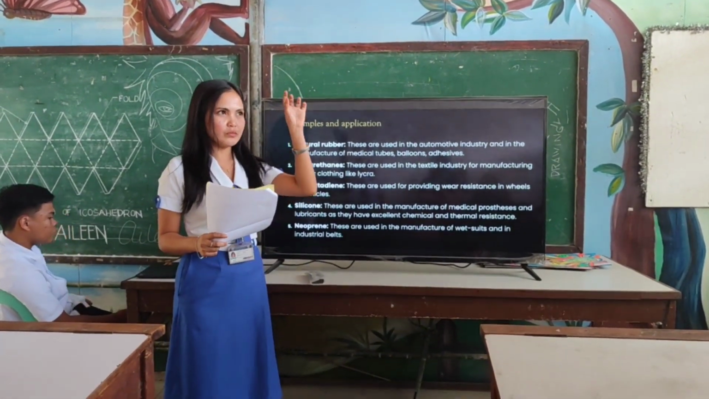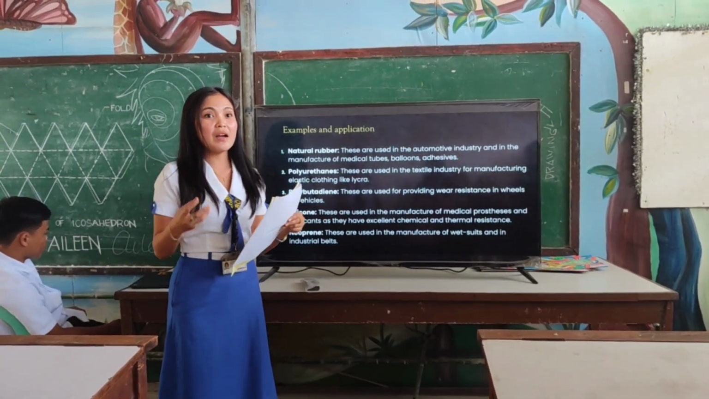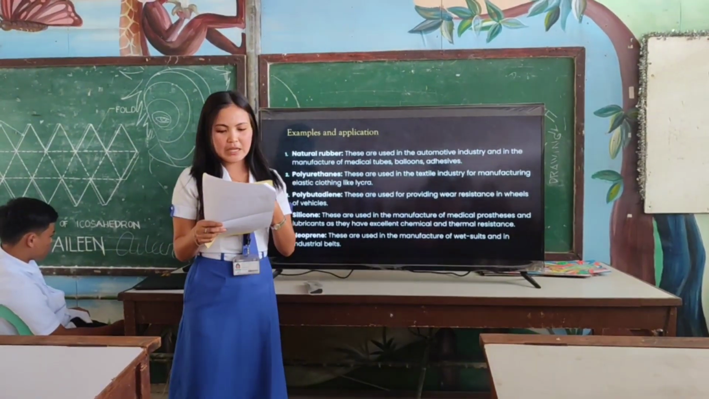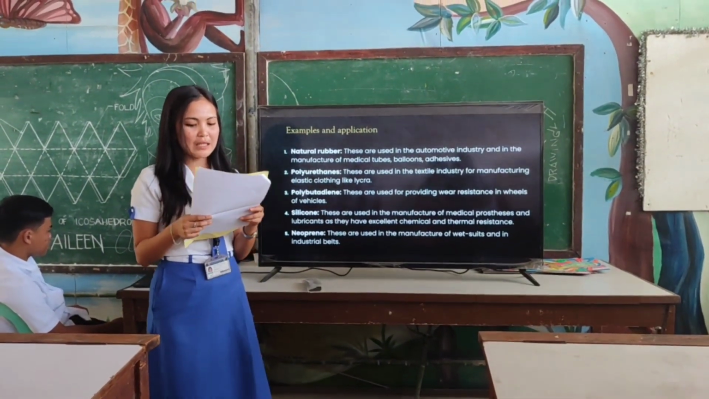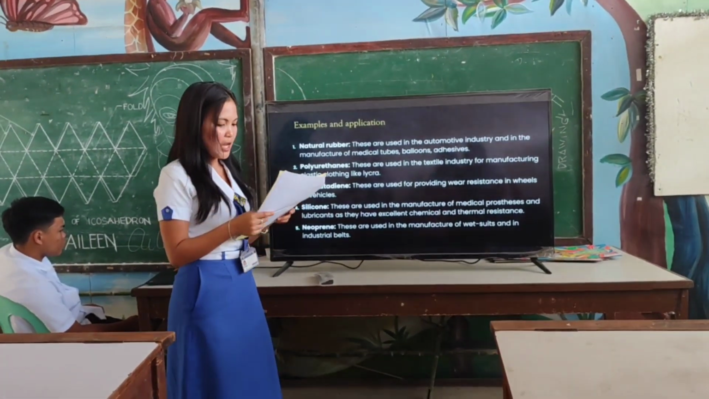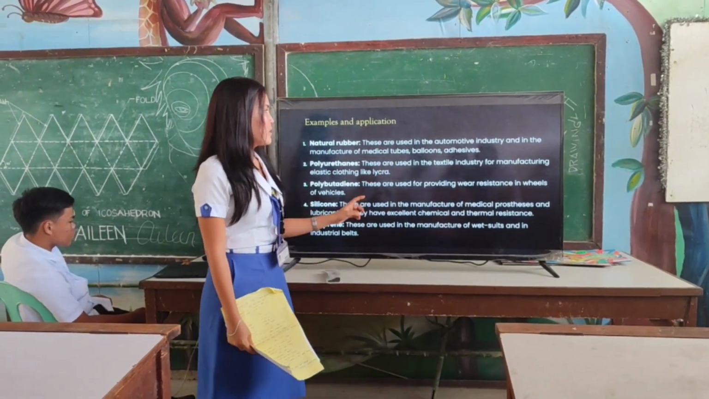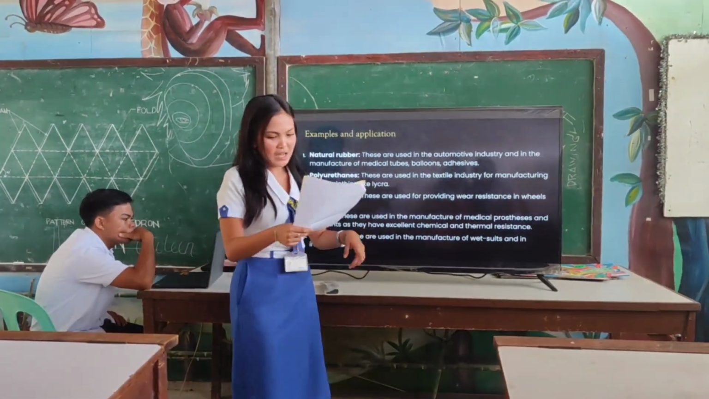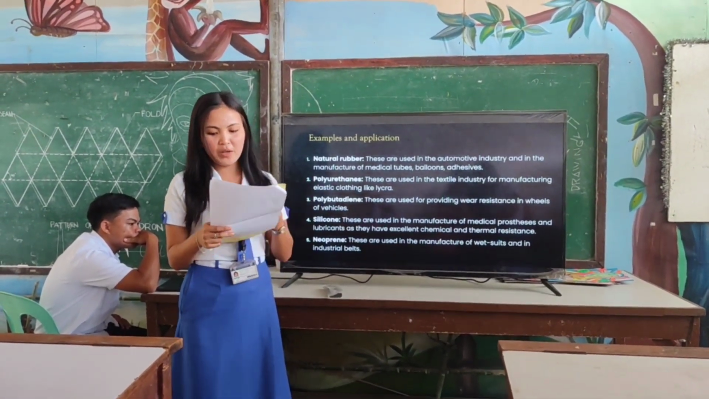done on the organic tree, the para rubber tree, which gives natural rubber. Natural rubber consists of loosely joined, tangled isoprene monomers that can be pulled apart and altered but will still revert to their original shape when the force is removed. Examples of its use are in the automotive industry and in the manufacture of medical tubes, balloons, and adhesives.